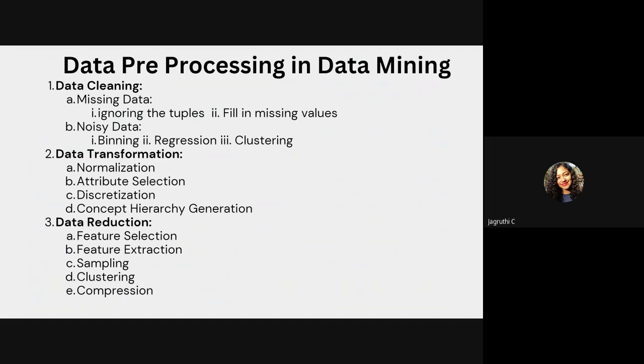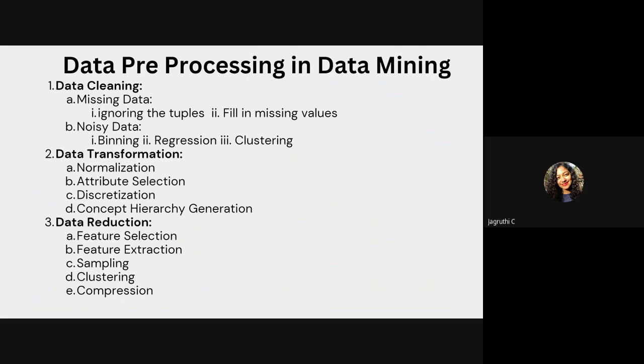Your attribute selection. Here, new attributes are constructed from the given set of data or your attributes, which help in the mining process. What I mean by new attributes which are constructed, maybe you want to fetch in SLA. SLA is just maybe the difference between two dates. So things like this, or maybe age even. So your discretization, this is done to replace all the raw values of a numeric attribute by interval levels or by conceptual levels here. Again, there's one concept which is called concept hierarchy generation. This is very, very important.